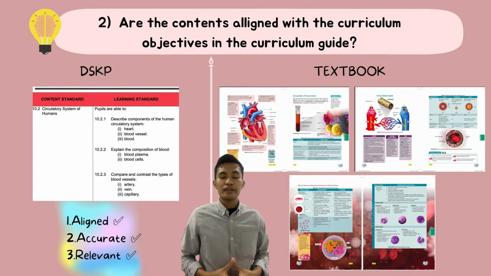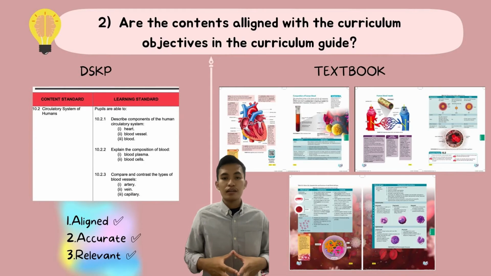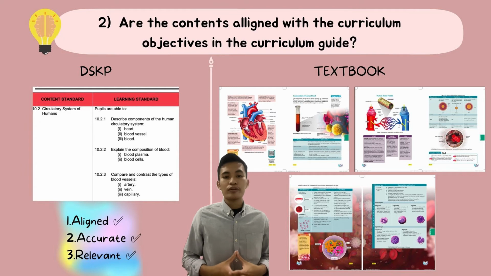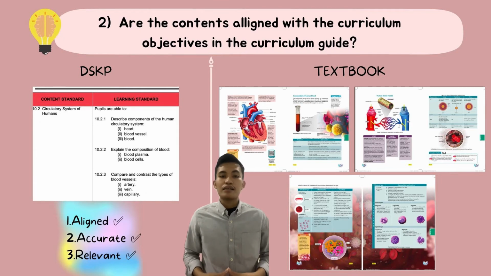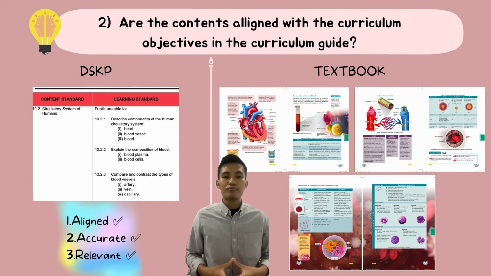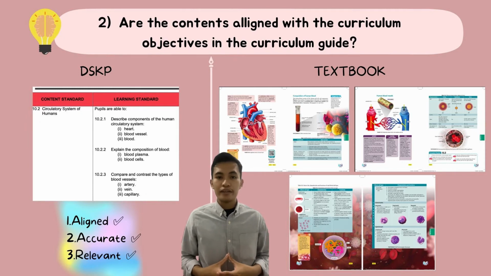So let's move to the second key concept. The question is, is the content aligned with the curriculum objective in the curriculum guide? As we know, we use DSKP as a guide to develop the content in the textbooks and learning activities in the classroom. To prove whether it's aligned or not, let's take a look at subtopic 10.2, which describes the components of the human circulatory system: heart, blood vessel, and blood. Second, explain the composition of blood, which is blood plasma and blood cells. And the third one is compare and contrast the types of blood vessel, which are artery, vein, and capillary.